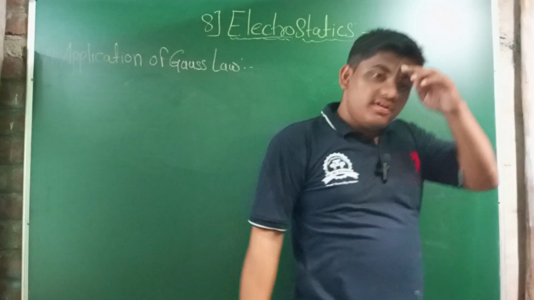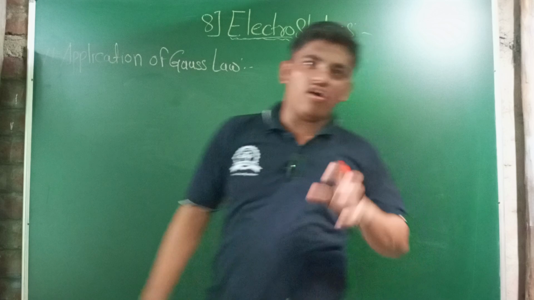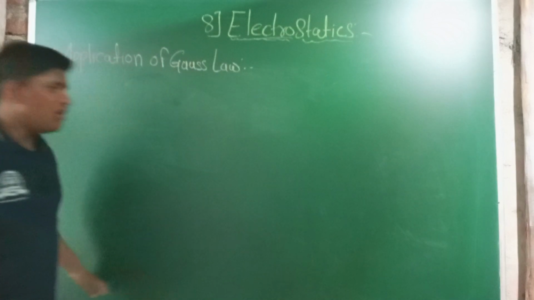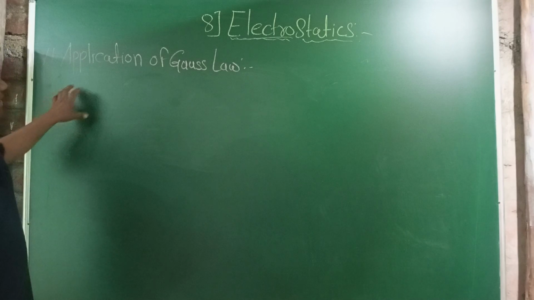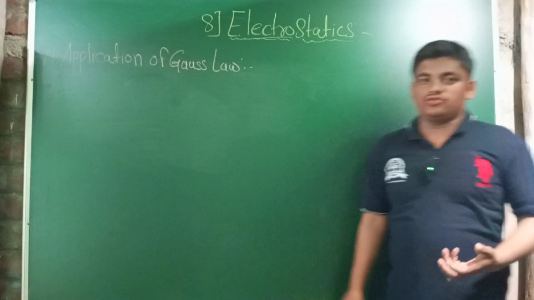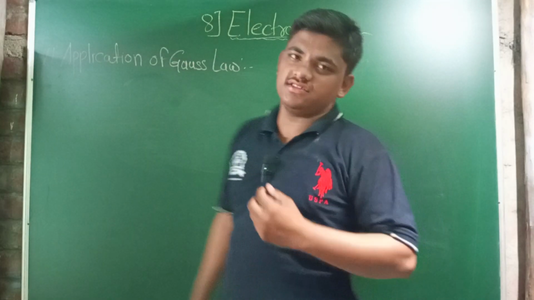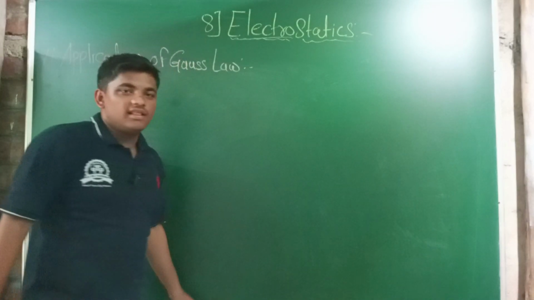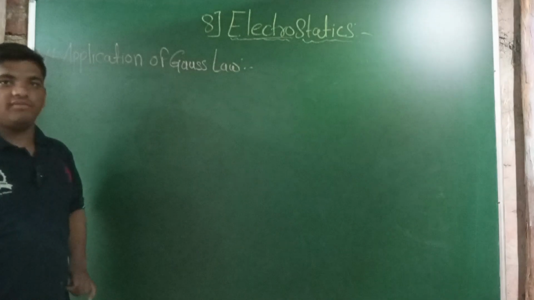Under this heading, we will discuss the electric field intensity for different shapes, different charge distributions, and different surfaces. It means the application of Gauss law. Gauss law states that the electric flux through a closed surface is directly proportional to the net electric charge present in that closed Gaussian surface.